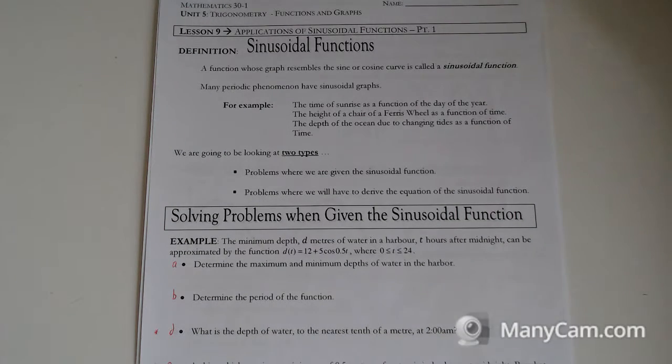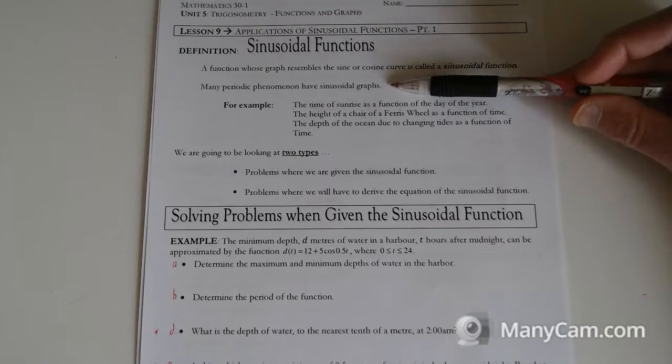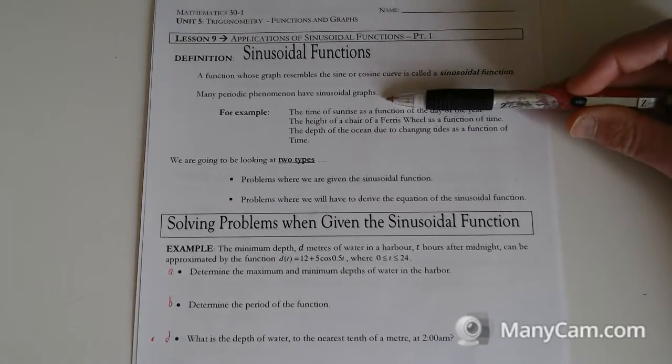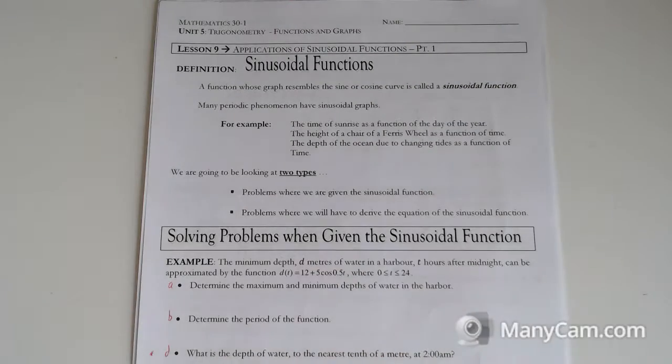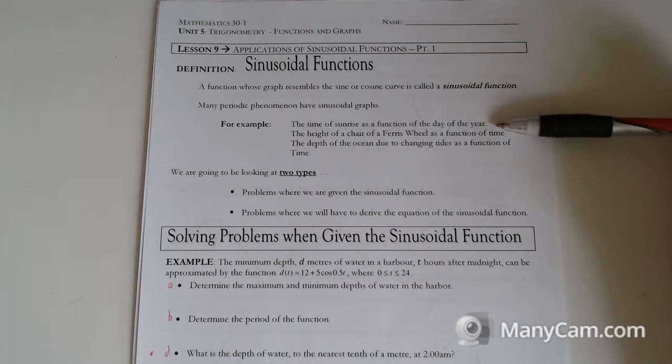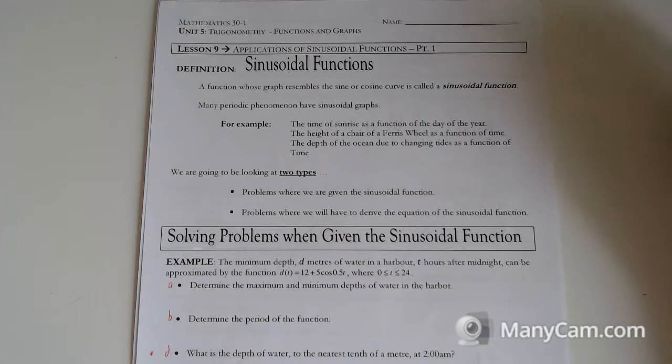Okay, a function whose graph resembles the sine or cosine curve is called a sinusoidal function. Many periodic phenomena have sinusoidal graphs. They don't necessarily have sinusoidal graphs, but they can be represented by one. Maybe perfectly, maybe imperfectly. But some common examples, and these are really the three very most common examples.